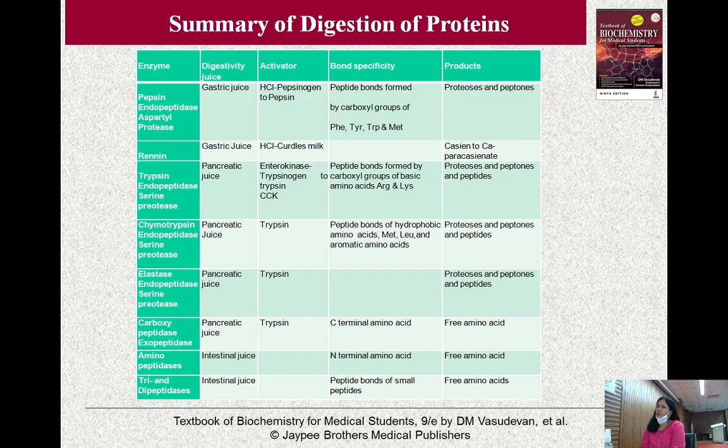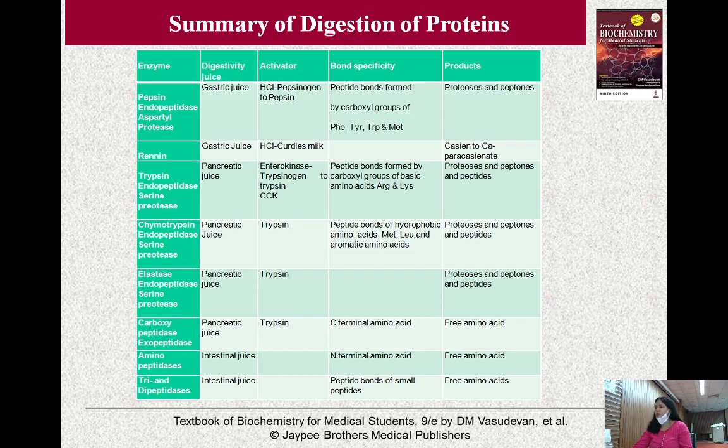What is the pH of the gastric juice? 1 to 2. So around that pH, the pepsin and renin will act. What is the pH in the duodenum? Around 8. So around that pH, these pancreatic enzymes will act. So the pH will be on the alkaline side inside the intestine, because of the sodium bicarbonate released through the bile. Clear? Any confusion? So remember, the ultimate end product of protein digestion is free amino acids.